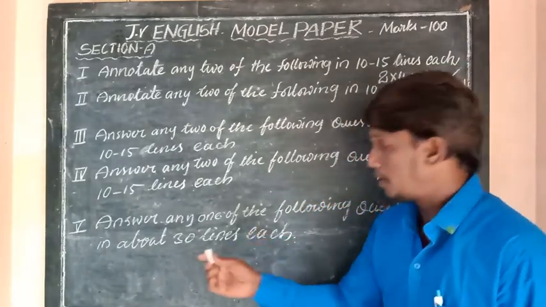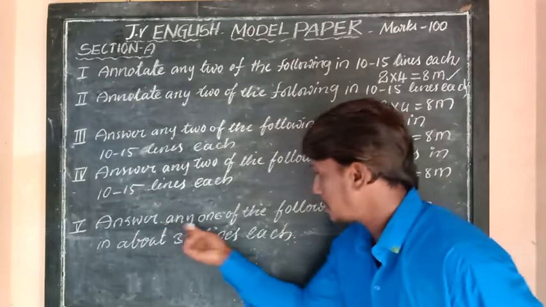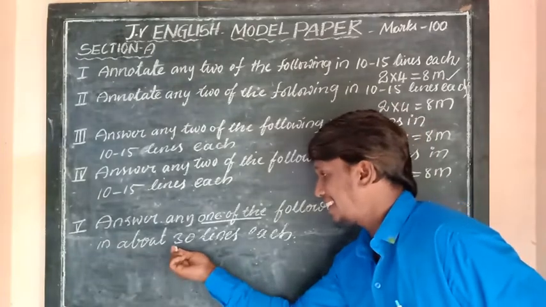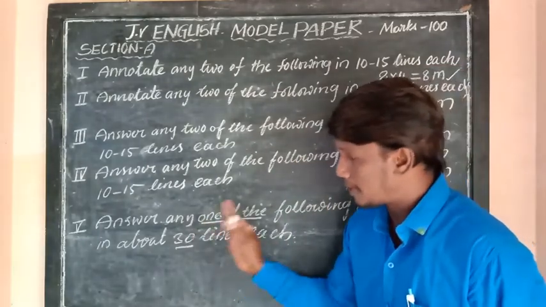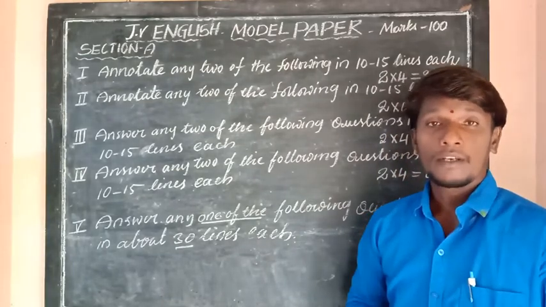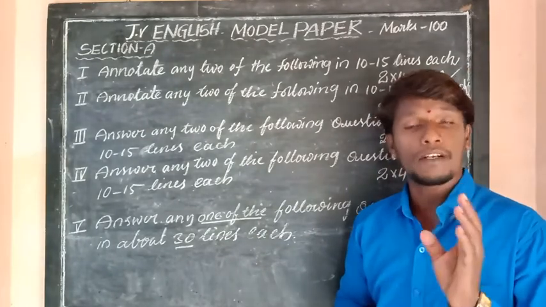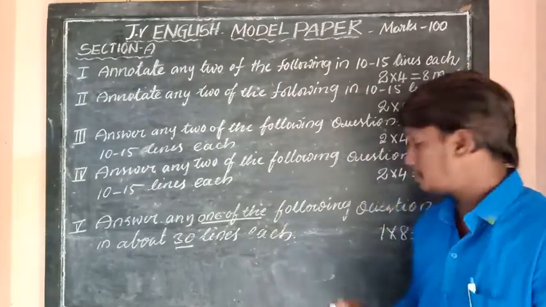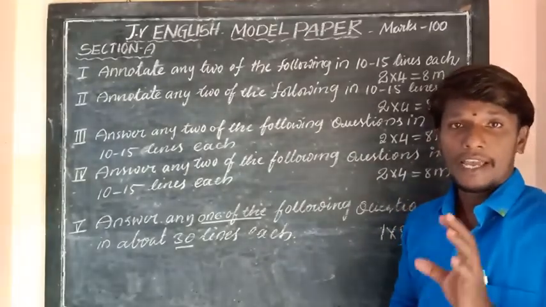This is not that big a question, and you can write answers very easily. Answer any one of the following questions in 13 lines each. The difference between the prose and poetry questions and the non-detailed question is, you can write any prose and poetry question in 10 to 15 lines each. But when it comes to the non-detailed question, you need to write the answer in about 30 lines each. So this question is for 8 marks. 1 into 8 is equal to 8 marks.